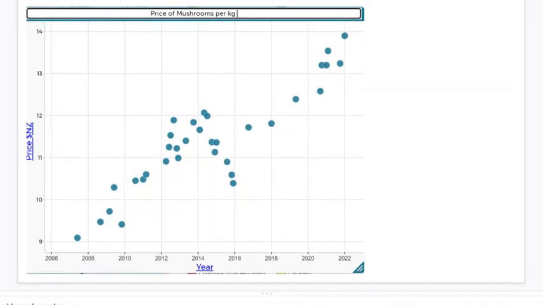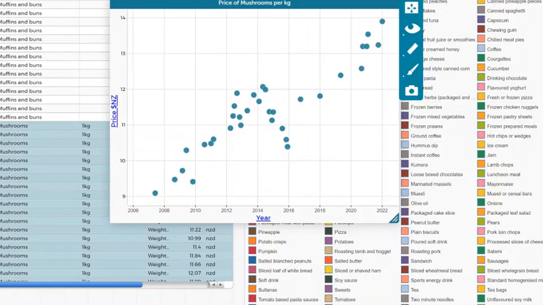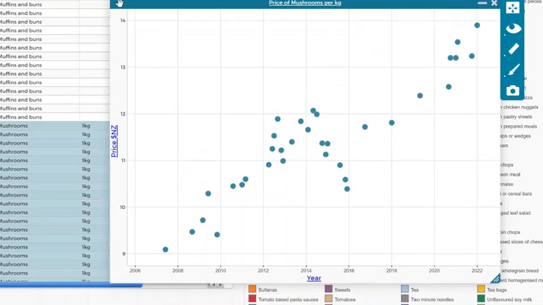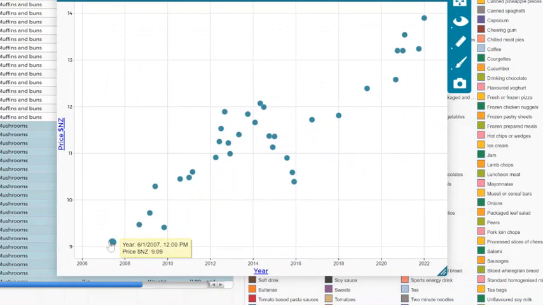Okay, so here we have a graph, and we're looking at the price of mushrooms per kilogram in New Zealand. We've got the price in New Zealand dollars, we've got the year down here, and we've got the individual figures up here. Now I got this data from CodeApp, so if I actually go to CodeApp and expand this graph, I can actually go and get exact amounts and things.